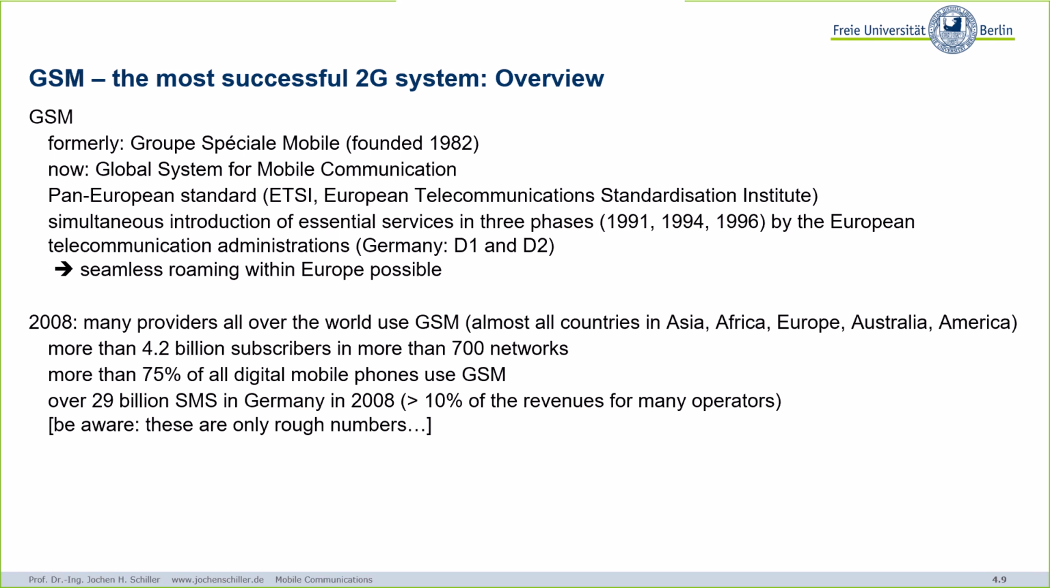So that's a technology, well, starting in the early 80s, introduced to the market in the early 90s. And the key idea there was this seamless roaming across Europe. And this seamless roaming was really key to success. And this is why in 2008, that's just a snapshot, we had so many GSM networks. More than 75% of all digital mobile phones used GSM. And we had GSM used in more than 200 countries and territories.